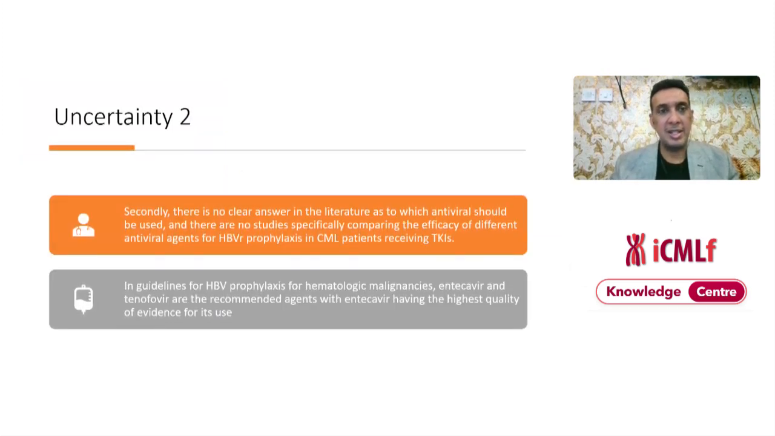There are no available studies investigating the most cost-effective strategy of hepatitis B prophylaxis. The second uncertainty: there is no clear answer in the literature as to which antiviral should be used, and there are no studies specifically comparing the efficacy of different antiviral agents for hepatitis B reactivation prophylaxis in chronic myeloid leukemia patients receiving tyrosine kinase inhibitors. In guidelines for hepatitis B virus reactivation prophylaxis for hematological malignancy, entecavir and tenofovir are the recommended agents, with entecavir having the highest quality of evidence for its use.